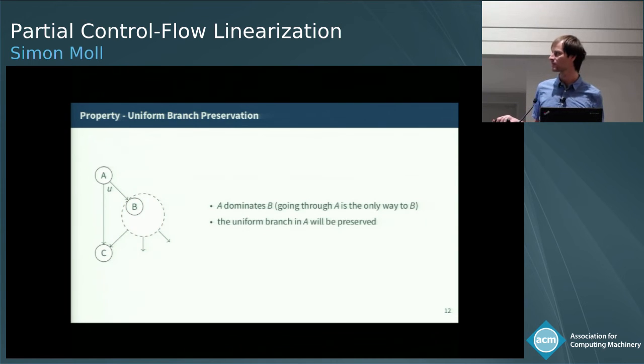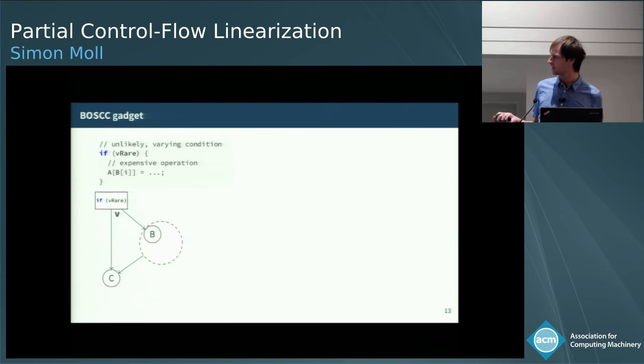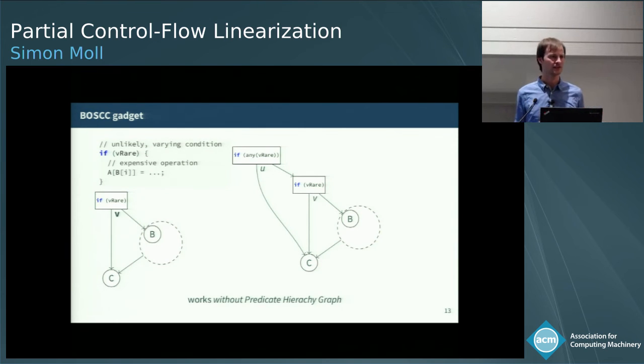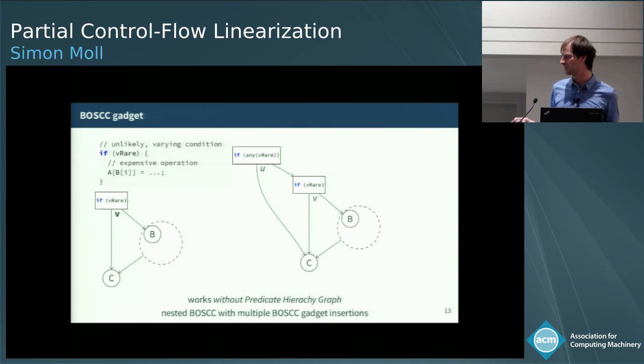How do we exploit this for BOSC? Well, if we look at this code here, this is the control flow graph snippet that corresponds to it. We can simply add a uniform controlling condition in the control flow graph, very much like in the AST. And we guarantee this will do the right thing. So it will skip this section if vrare is not all true. It will skip the section if vrare is all false. And this works without a predicate hierarchy graph or any additional data structure. It's only based on a local CFG transformation. And we can also nest these gadgets here to get the effect of having nested BOSC, which was also presented in earlier work.